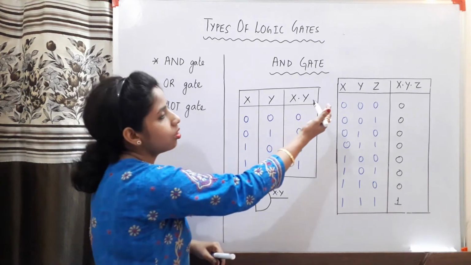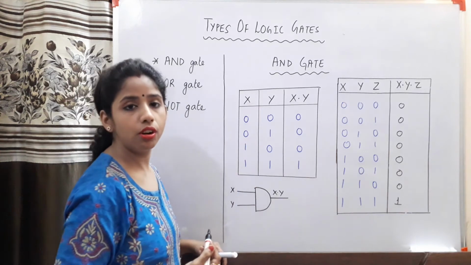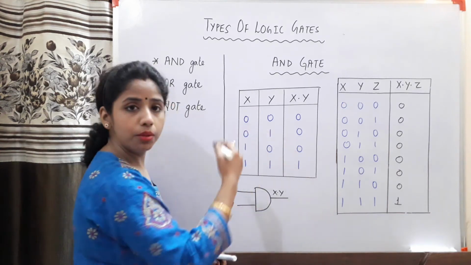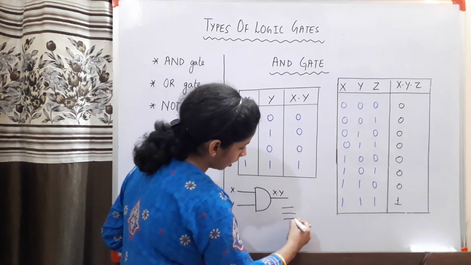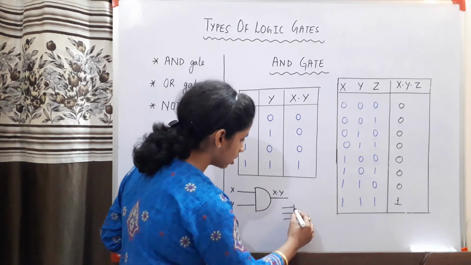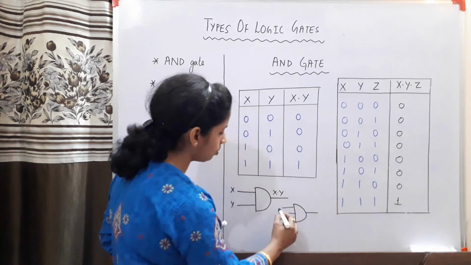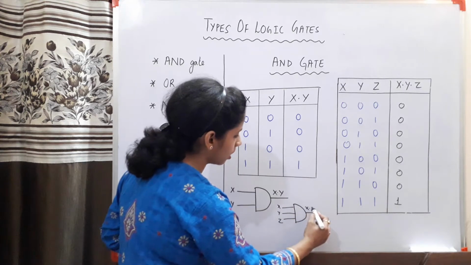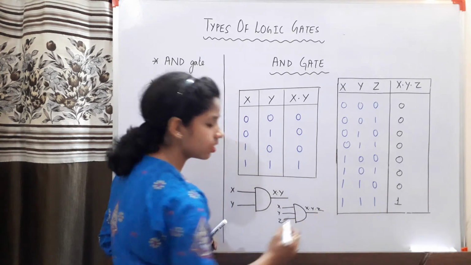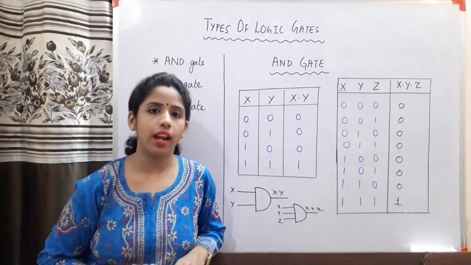Now if I have to draw the logic circuit for the AND gate for 3 input variables, then what will it be? X, Y and Z. I give 3 wires to the AND gate and this is the output. So if the inputs are X, Y and Z, then the output will be X dot Y dot Z. Clear? So this is about the AND gate.